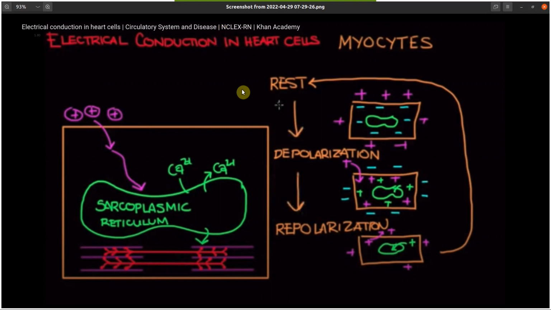Outside it's positive, and inside is also positive. At rest, outside is more positive and inside is more negative. But then the sarcoplasmic reticulum expels the calcium, and so inside it's more positive than the outside. That's the depolarization, and the repolarization is the other way around.